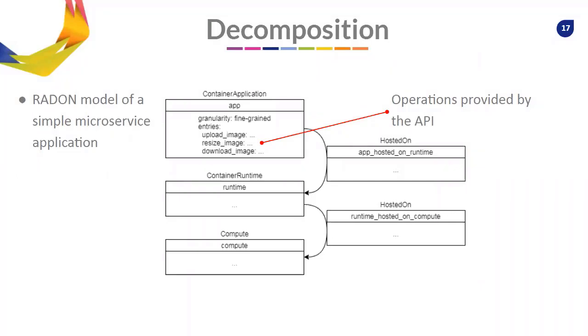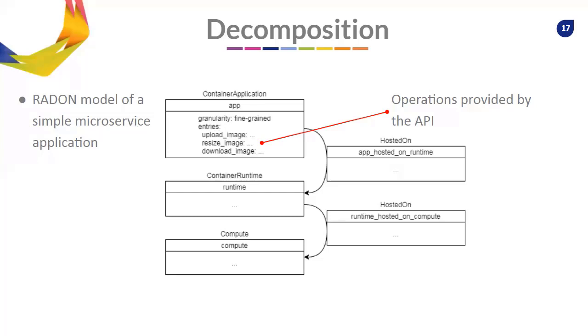Fine-grained decomposition aims to decompose a microservice application into serverless functions. We use the container application node type to represent a microservice application. Similar to a web application, a container application contains two special properties, namely granularity and entries. Again, the granularity property specifies the decomposition granularity, while the entries property specifies operations provided by the API.